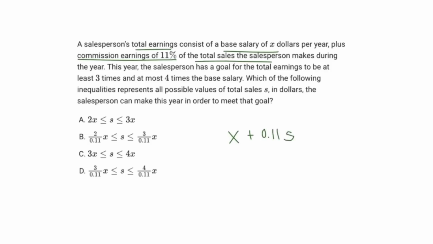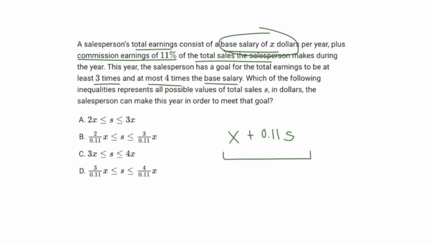Okay. So it says this year the salesperson has a goal for the total earnings, to be at least 3 times and at most 4 times the base salary. The base salary, remember, is the value X. Which of the following inequalities represents all possible values of total sales S in dollars the salesperson can make this year in order to meet that goal? And so we just have to write our inequality out.